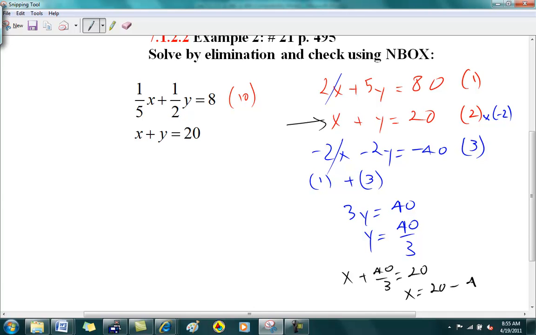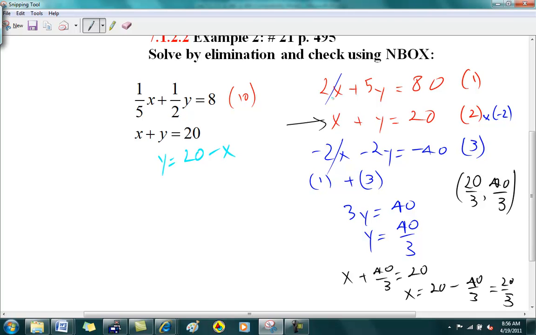20 minus 40 over 3, and that is 20 over 3. So your answer as an XY pair is (20/3, 40/3). And checking using the graphing calculator, remember that in order to use a graphing calculator, we have to have equations as y equals. So this equation is really y equals 20 minus x.